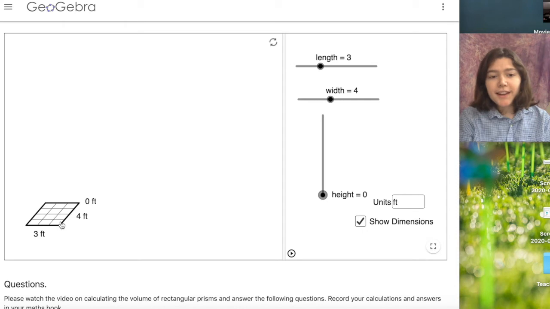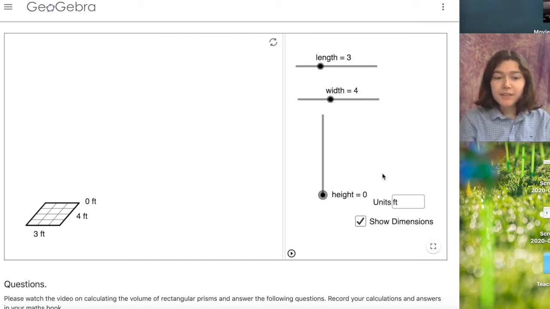So if I look at what I have right now, I only have a two-dimensional shape because I have no height. I have a length and a width, 3 feet and 4 feet. I can find the area of this shape easily. That's going to be 12 feet squared because I'm multiplying the length 3 and the width of 4 feet. So this is two-dimensional. I can just have area, and then I could find the perimeter if I wanted to.